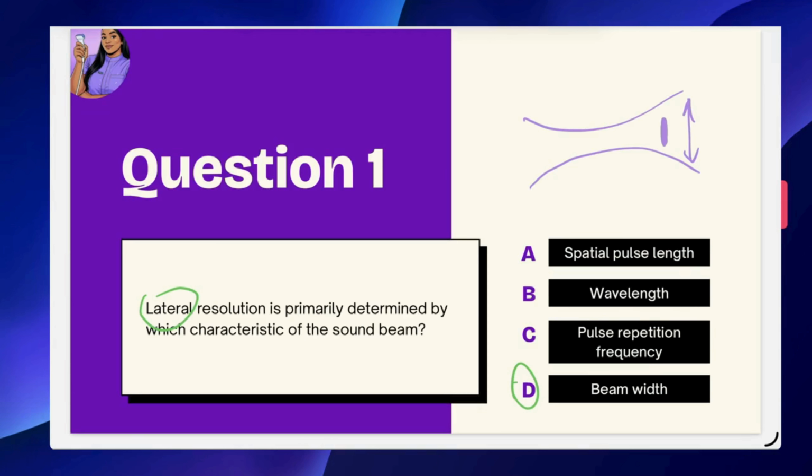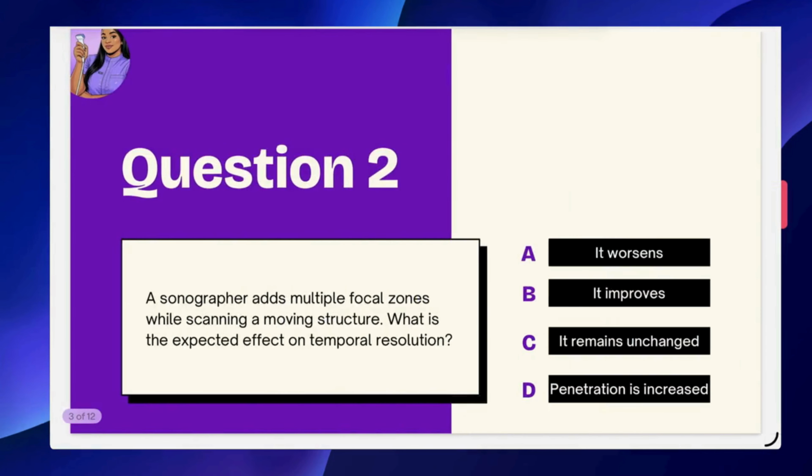Good job. All of you guys are right. Yes, the narrowest part of the sound beam, which is called the focus, right? So that point where the sound beam is the most narrow, that's going to make sure that we can cleanly separate those structures instead of them blending into one. Good job. All right, so it seems like you guys pretty much got that there. Let's go ahead and move on to question 2.